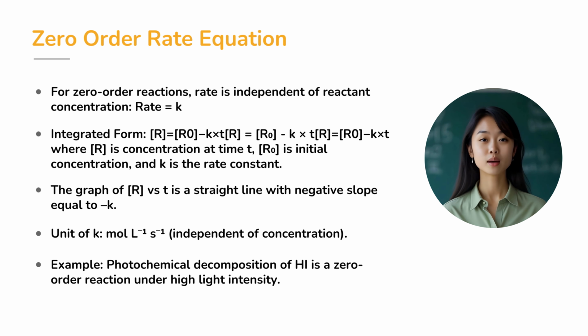When we plot [R] versus time, we get a straight line, a linear decrease with slope equal to negative k. The unit of k in a zero-order reaction is moles per liter per second. And it is independent of the concentration of the reactant. An example of a zero-order reaction is the photochemical decomposition of hydrogen iodide under high light intensity.